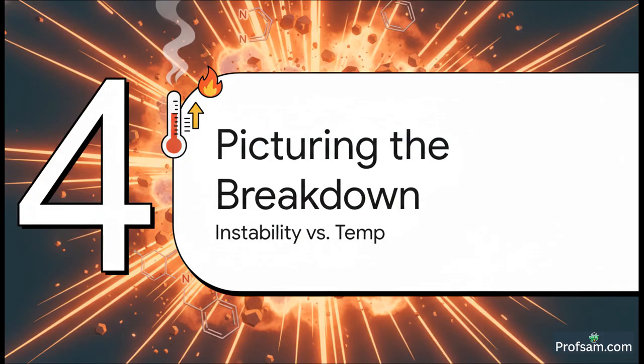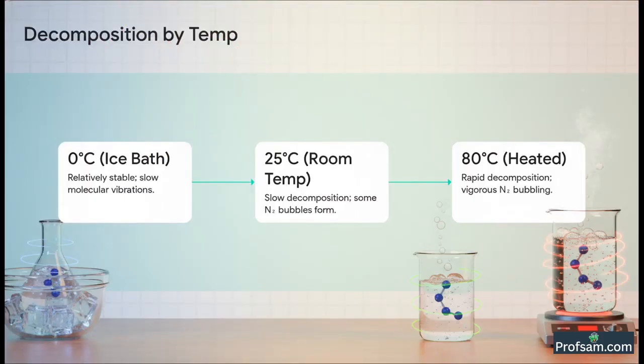So let's try to build a clear mental picture of this decomposition. What does this explosion actually look like at a molecular level as we change the temperature? Let's just visualize it. Okay, imagine you are in the lab. At 0 degrees Celsius, when the solution is in an ice bath, the molecules are vibrating quite slowly. The diazonium salt is relatively stable. Now you take it out. As it warms up to room temperature, say 25 degrees, the vibrations of the molecules become faster. This extra energy starts to break the weak bonds, and you get slow decomposition. You'll see a few bubbles of nitrogen gas.